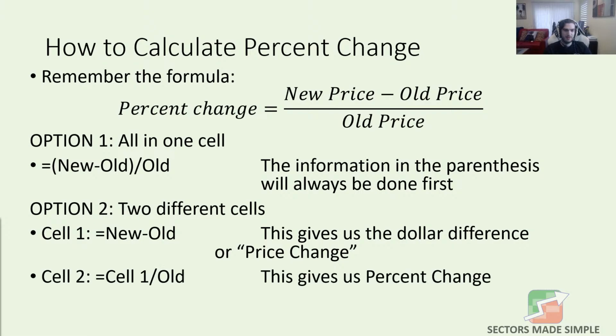So we have cell 1, which is our price change. Then we take our price change and divide it by our old price, which gives us our percent change. So it's the same thing as option 1, but this little new minus old bit, we make that its own thing, and then we reference that cell and divide it by the old price.